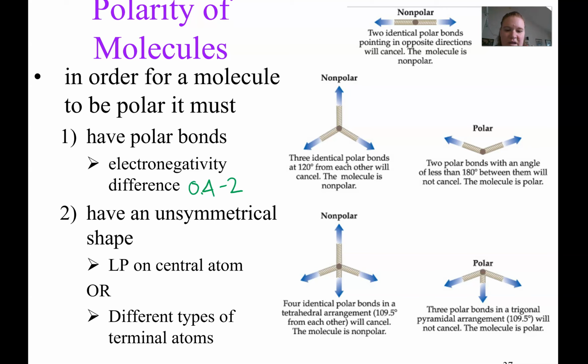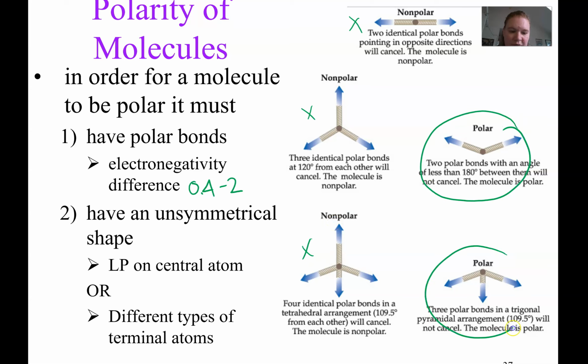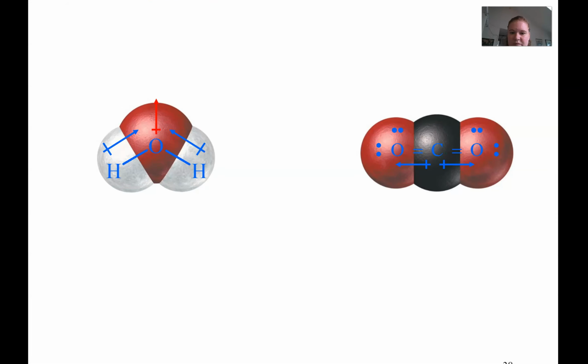So the structures that are on here, we have linear, we have a trigonal planar, and we have a tetrahedral, but notice those are all labeled as nonpolar. But when we have a bent shape or a trigonal pyramidal shape, these are labeled as polar because they have a lone pair on that center atom, or two lone pairs on that center atom. So let's look at a couple examples.